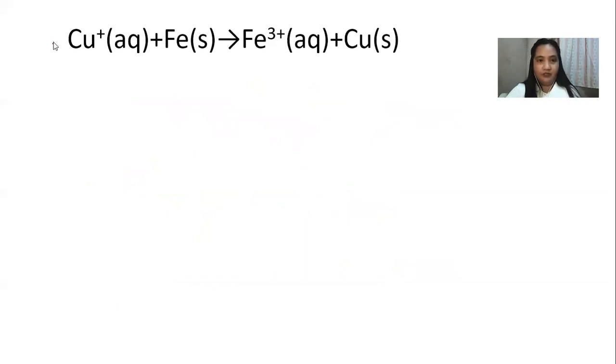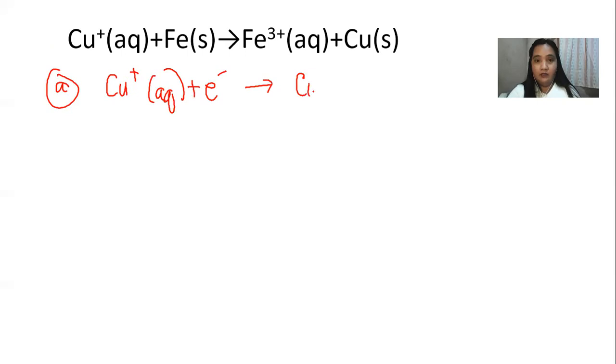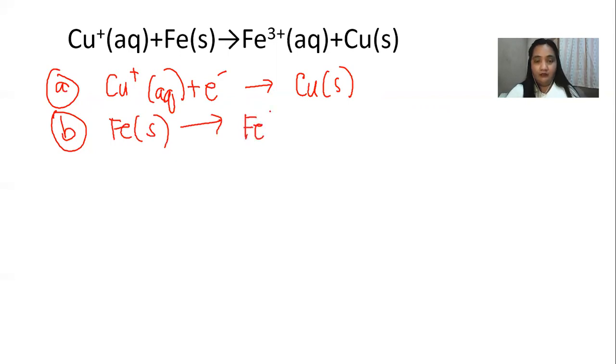So the two half reactions we were getting are: the first one is Cu2+ (aq) plus 2e- gives Cu (solid). Right? Don't worry, I get better at this. The second reaction was iron, which is solid, into ferric, Fe3+, which is aqueous, plus 3 electrons.